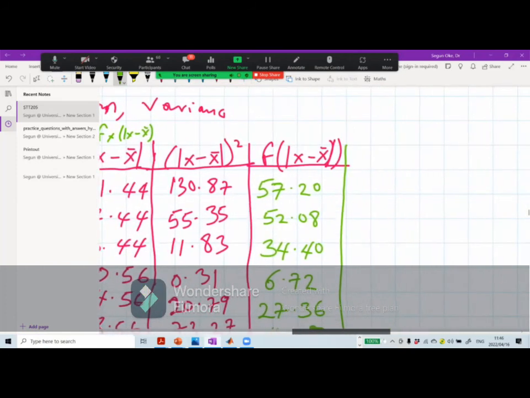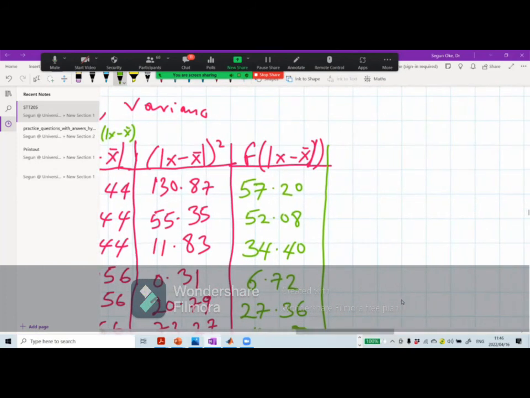So the last, remember we need F to multiply the one of square. We need F multiply X minus X bar all squared. So meaning that you multiply this place by F.